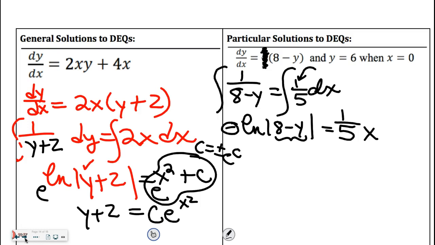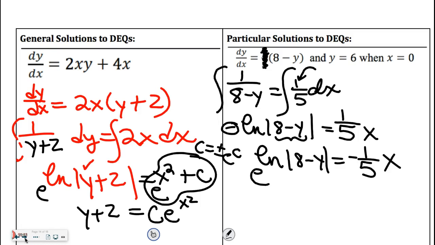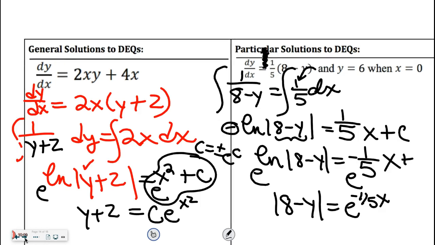And then don't forget to get rid of this before you exponentiate. So I'd have 8 minus y equals negative 1/5 x. How are we doing so far, Peyton? Good? Then I would exponentiate, and I get absolute value of 8 minus y equals e to the negative 1/5 x. This is a particular solution. When do I find c, which I actually forgot to put on there? When do I find my c?